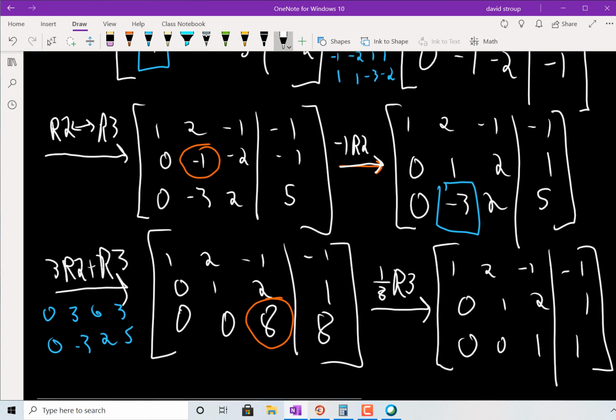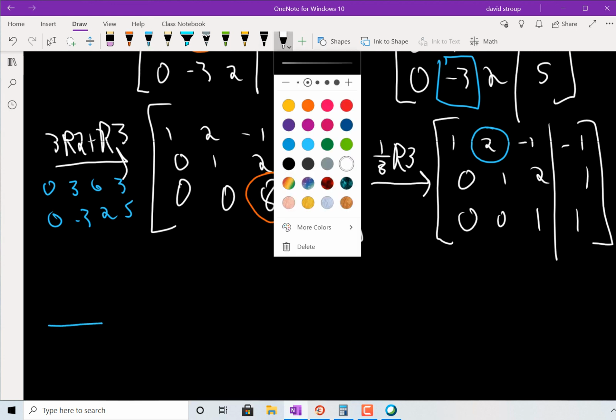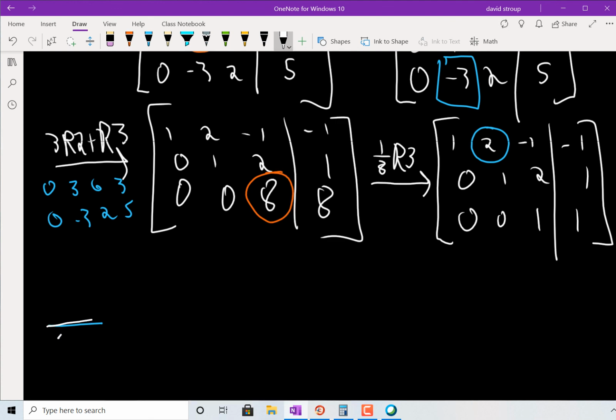And now we want to get zeros above. Okay, so zeros above the second pivot. I need a 0 there. So I just multiply the second row by negative 2. If you're doing the regular Gaussian elimination, you could have stopped at this point. But because we're doing Gauss-Jordan, now we want to get zeros in what they call the upper triangular region. So here I'm going to go negative 2 times row 2 plus row 1.